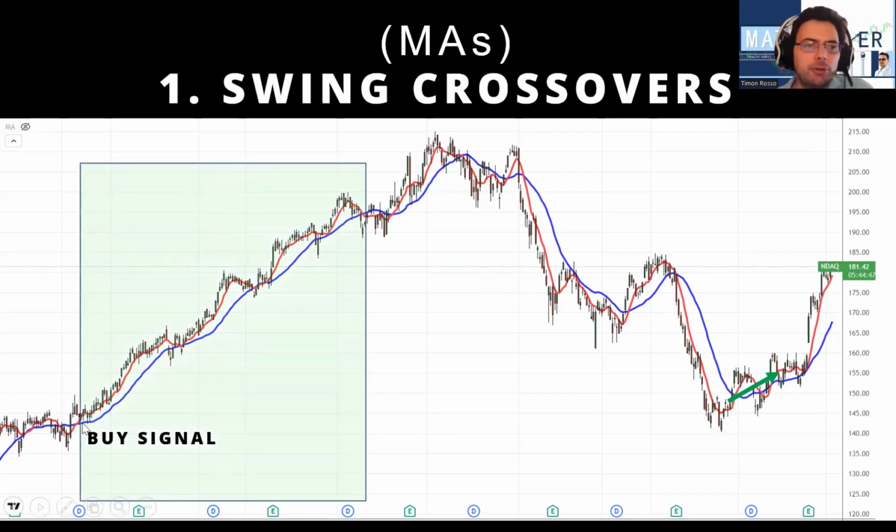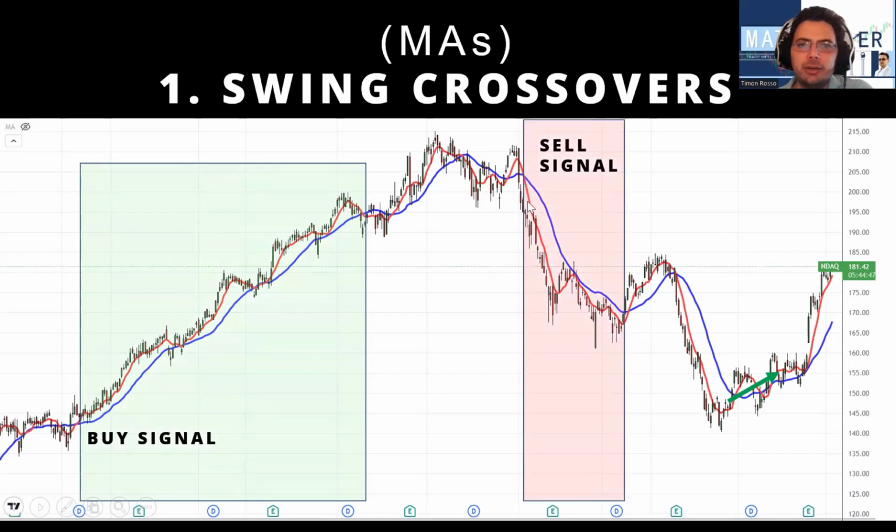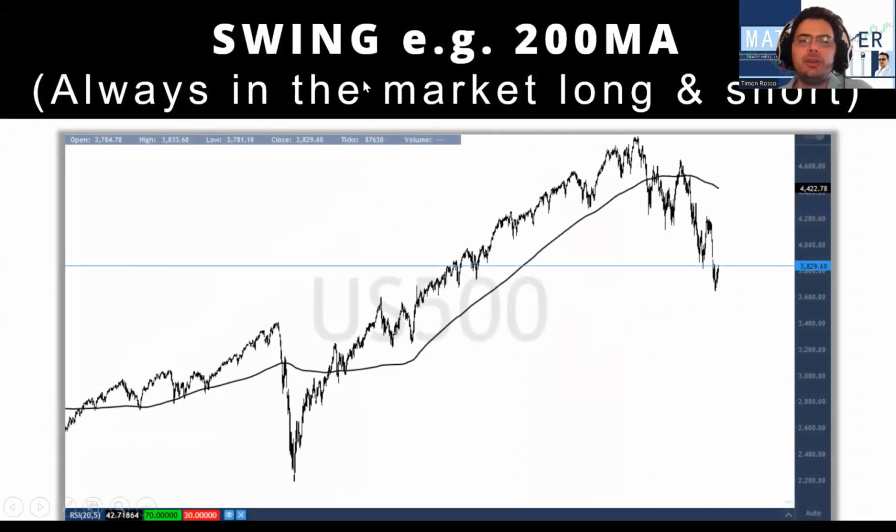Let's move on. You have your buy signal, you have your sell signal, and then you have another style of swing trading, which is with a 200-day moving average, where you are always in the market, long and short, and you're using the most powerful moving average in the world, the 200-day moving average. And why is it the most powerful? Well, there are a few reasons, but I don't have the exact reasons.